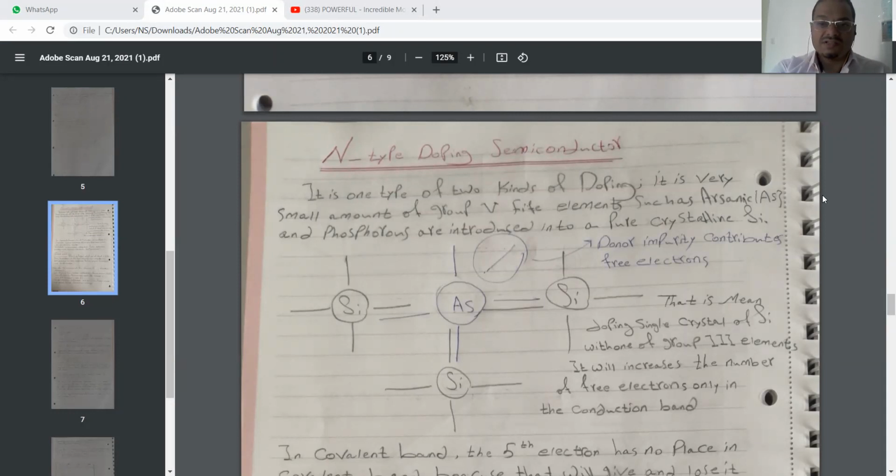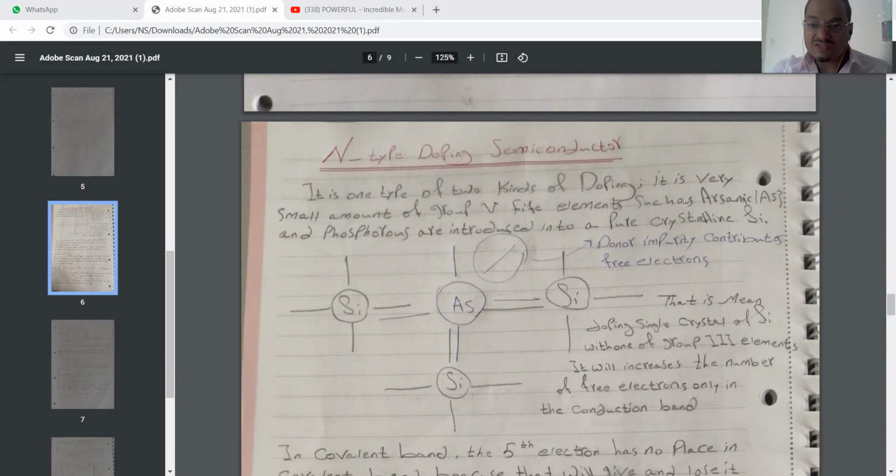At first, let's define what n-type doping means. It is one type of the two kinds of doping. It uses a very small amount of a group 5 element. Here the situation will be different. At p-type, we were dealing with elements belonging to group 3. Here we are dealing with another element belonging to group 5.